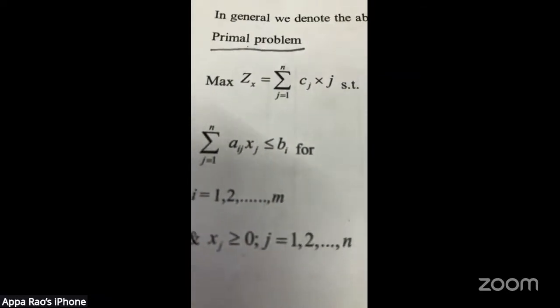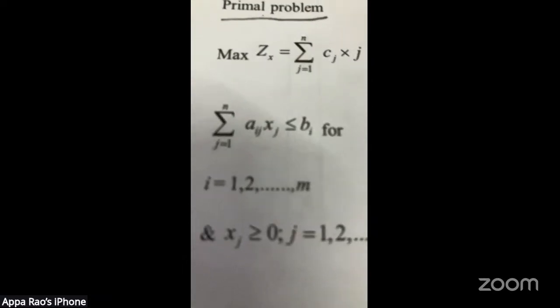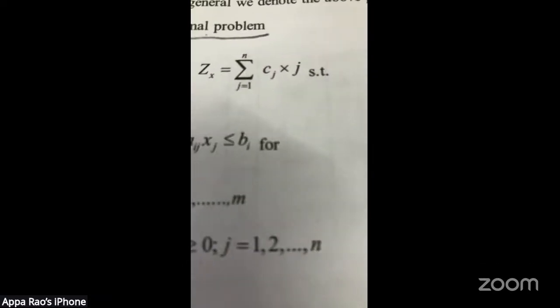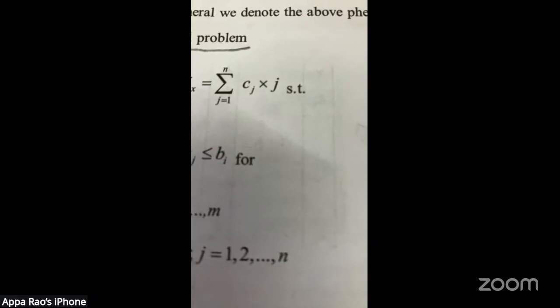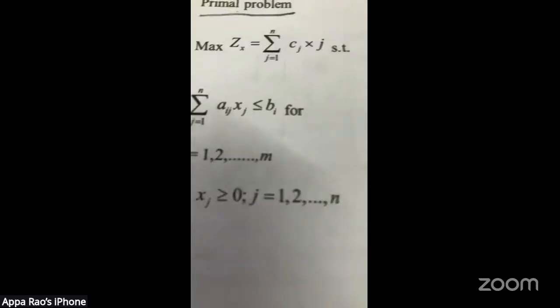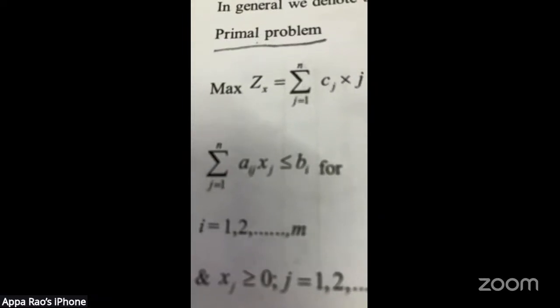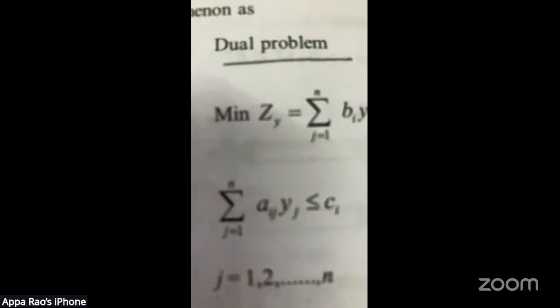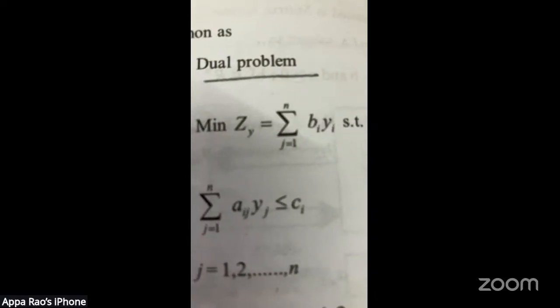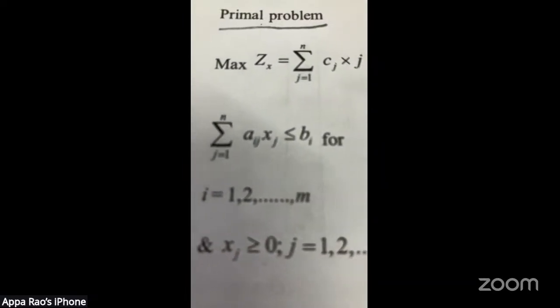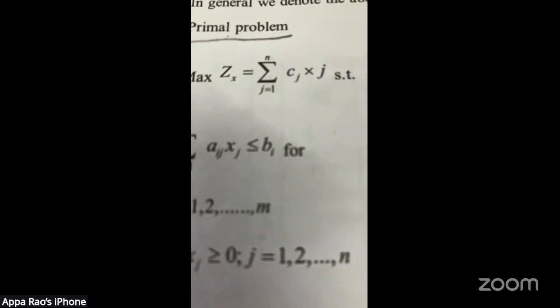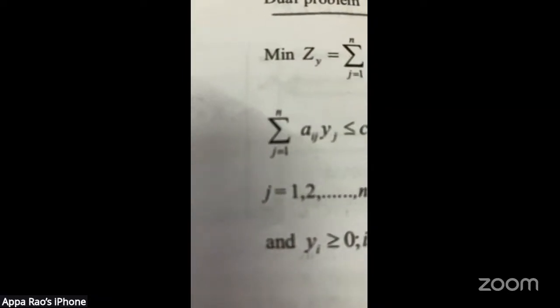In primal, what is there? Suppose max z of x equal to the sum over j equal to 1 to n of cj xj such that, so in dual what we write: min z of y equal to the sum over i equal to 1 to m of bi yi, such that the sum over j equal to 1 to n of aij xj less than or equal to bi.